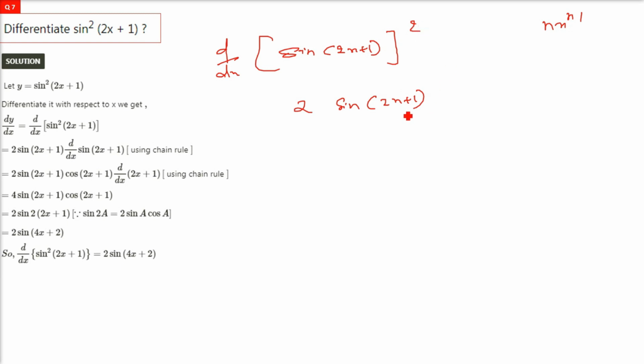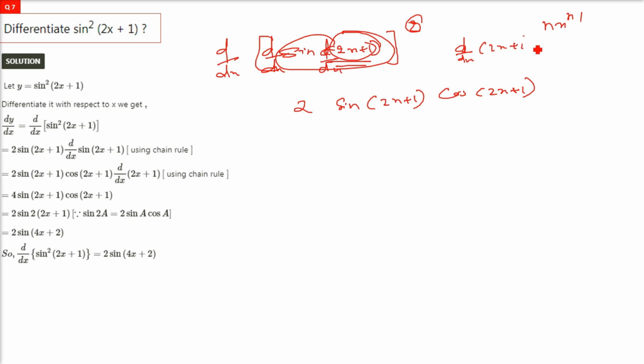And then you will not stop here. You have to differentiate 2x plus 1 also. So sine differentiation first, then 2x plus 1. d by dx of sine theta is cos theta. So it will be cos 2x plus 1. Now the third chain, because 2x plus 1 is still in the chain. So you will differentiate d by dx of 2x plus 1. And how to write this? d by dx of 2x plus 1 is 2 into d by dx of x plus d by dx of 1. d by dx of 1 is 0, constant is always 0. And then 2 comes out, d by dx of x is 1. So this whole result will come.